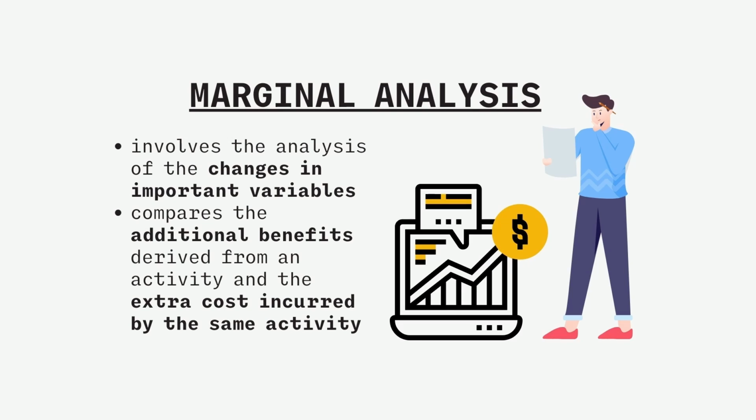One is the marginal analysis. It involves analysis of the changes in important variables, and it also compares the additional benefits derived from an activity and the extra costs incurred by that same activity. For example, when choosing between a public versus a private university, you will have to find out what the relevant costs are. The public university costs $15,000 per year, whereas the private university costs $40,000 per year. What benefits does the private university provide that will compensate for paying that additional $25,000? And that difference is simply derived from subtracting $15,000 from the $40,000.